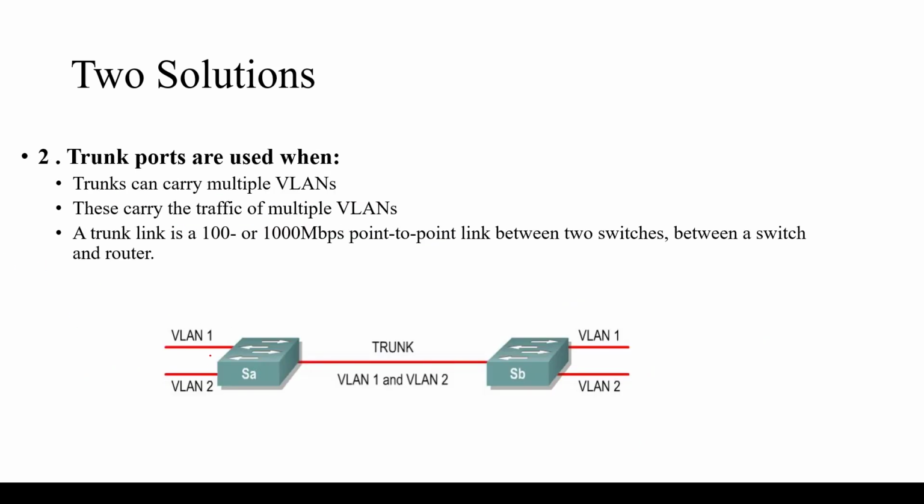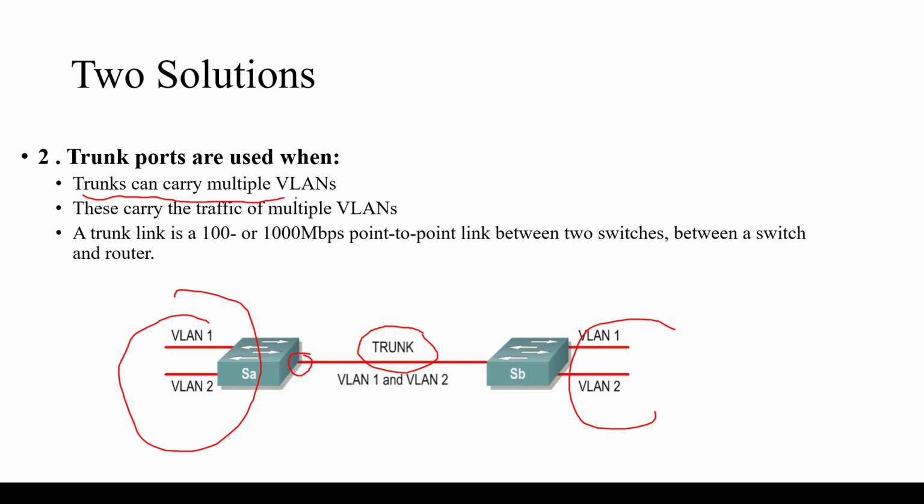Trunk mode. Whatever number of VLANs you have on both sides, you can merge them into one specific port, that is called a trunk. A trunk works completely opposite to an access port. A trunk can carry multiple VLANs, carrying the traffic of multiple VLANs, and the trunk link speed is from 100 to 1000 Mbps, a point-to-point link between two switches.